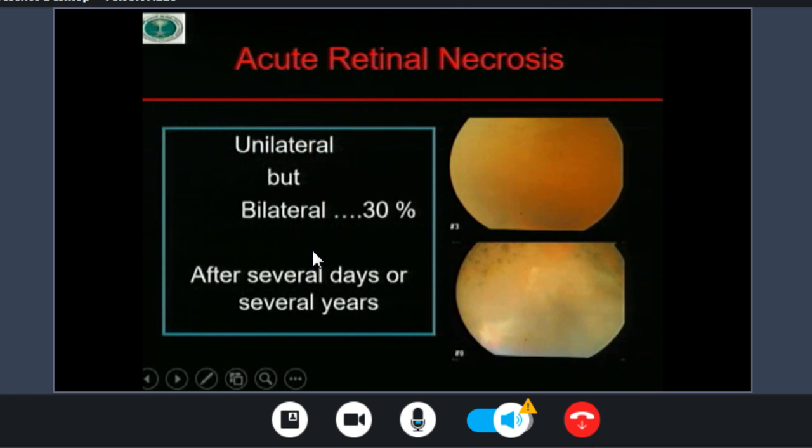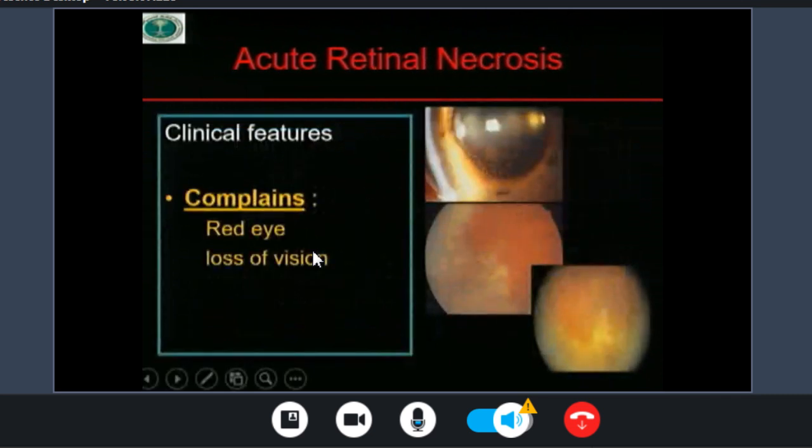Usually unilateral, but in 30% might be bilateral. And you have to be aware of that, as this is a blinding disease. You have to make the diagnosis immediately. The second eye might be involved after several days or several years.